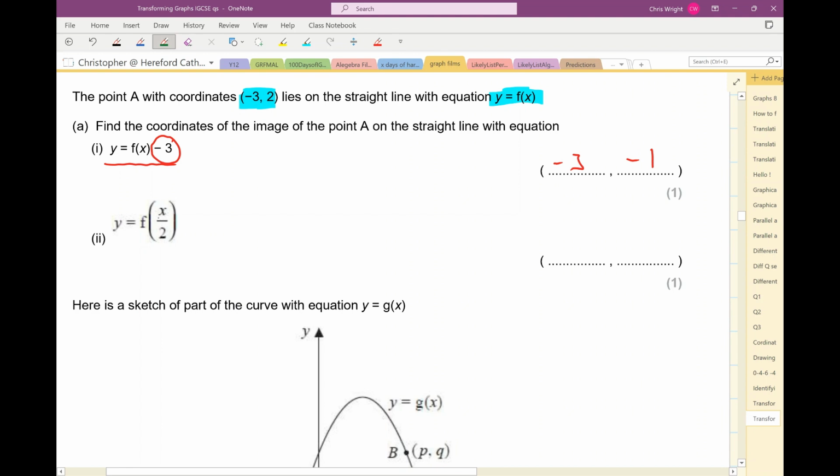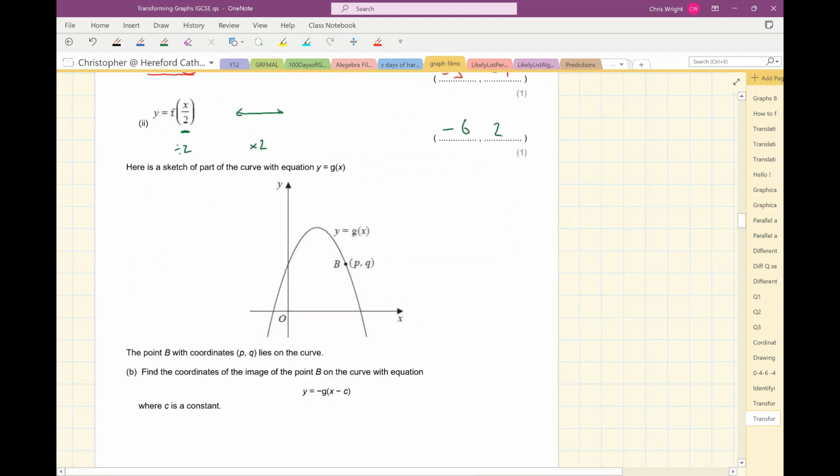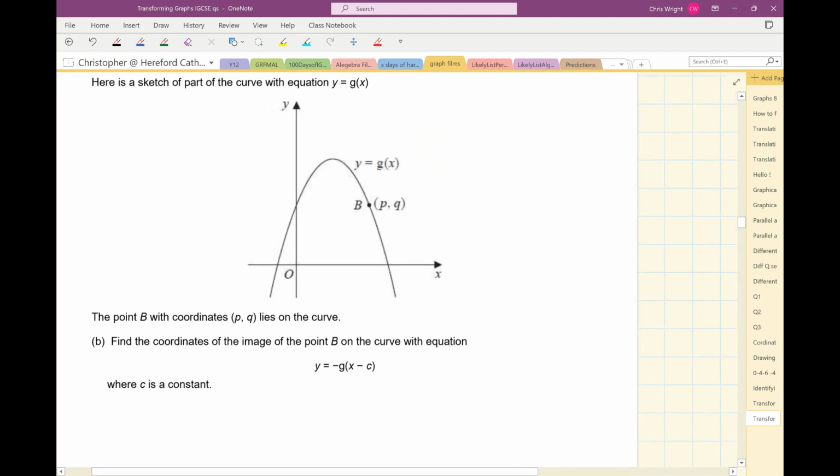Y equals f of x over 2. Well, in this case, the change is inside the bracket, so I am expecting a change to the x coordinates, and my change is going to go the wrong way, isn't it? In here, I'm dividing by 2, so my x coordinates are going to be multiplied by 2. So instead of minus 3, I'm going to have minus 6, and the y coordinate will remain unchanged. Let's move on. Here is a sketch of part of the curve with equation y equals g of x.